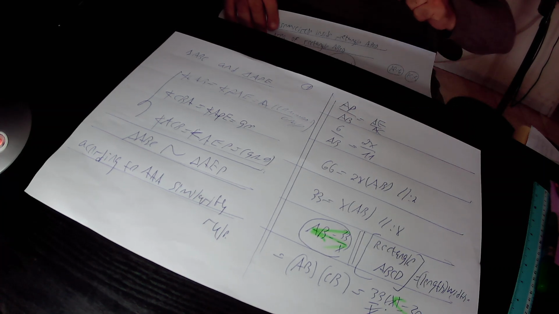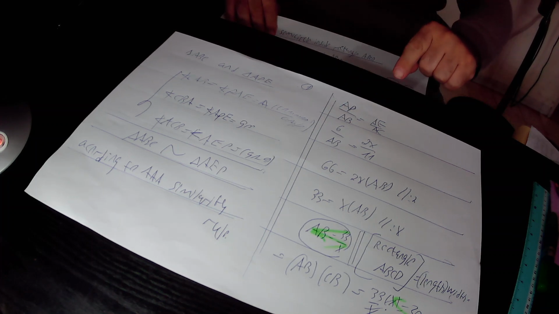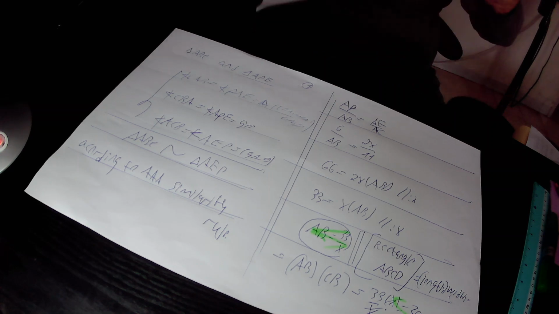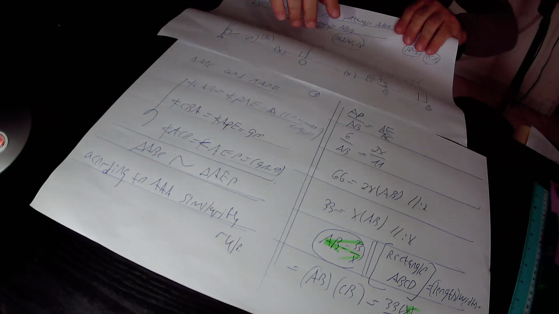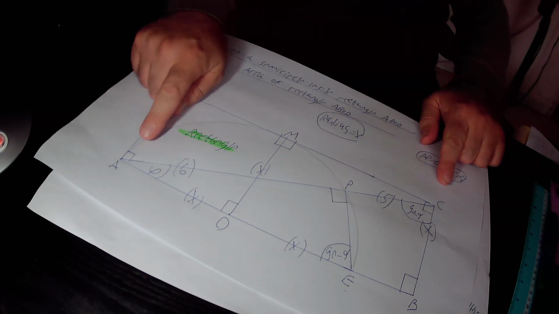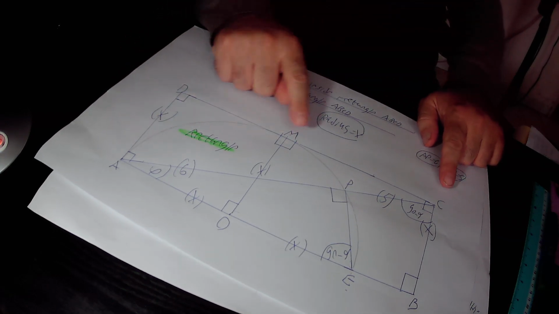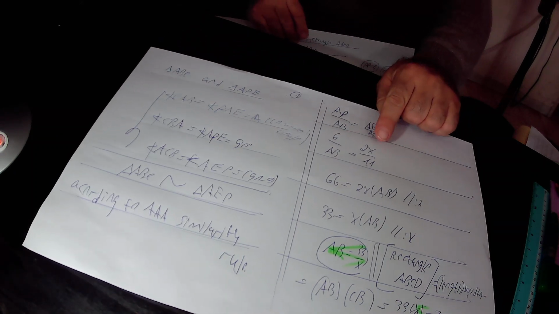AP is 6 according to what is given. AB is the missing side. AE is the diameter of this semicircle, that is equal to 2x, over AC. AC total equals 6 plus 5, that is 11. So in total, we found out that 6 over AB equals 2x over 11.